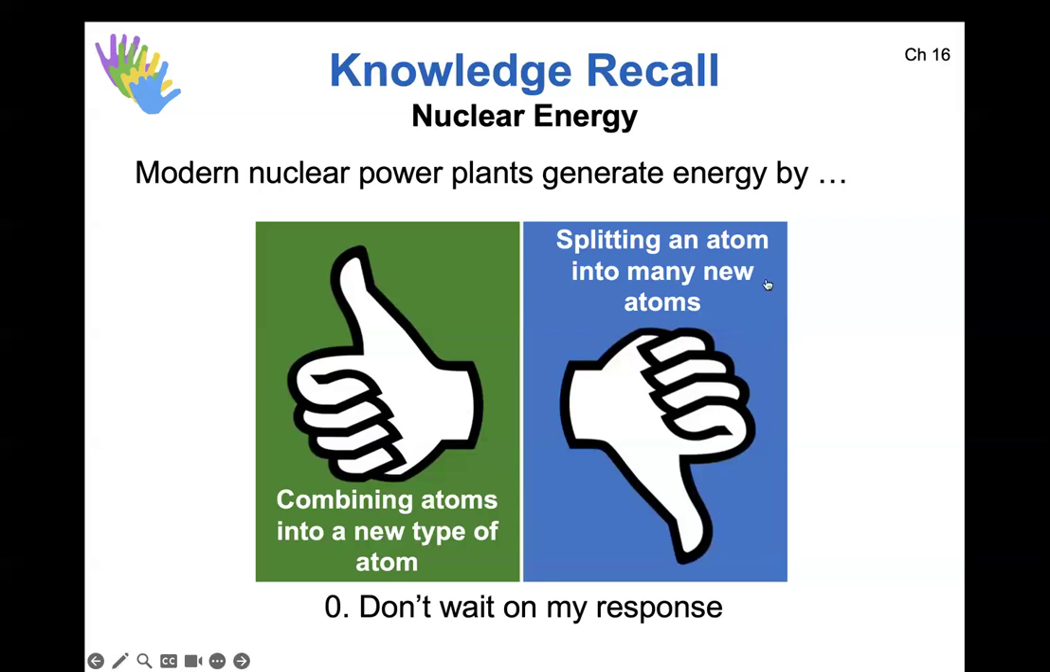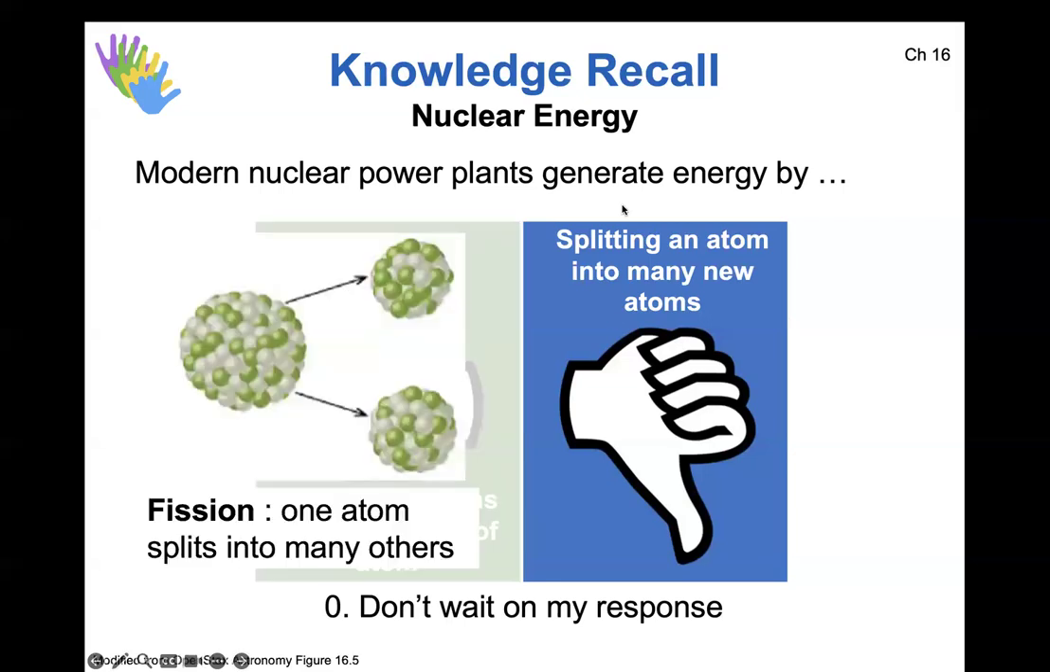Hey, everybody says it's thumbs down for splitting into many atoms. And you are right, excellent. That is how we make nuclear power. It's called fission. It's the same physical process that was used for the bombs that the United States dropped on Imperial Japan during World War II. We took that technology and applied it to a less destructive but still controversial source of energy.